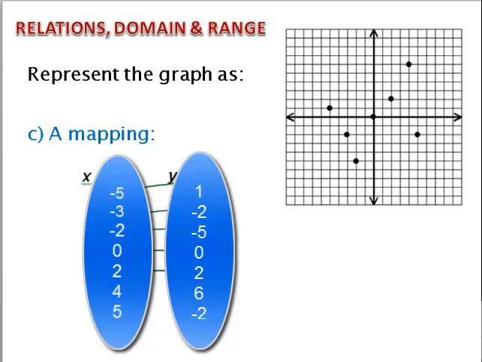together. The 2 and the 2 go together. The 4 and the 6 go together. And the 5 and the negative 2 go together. Okay? Now, if there was one of these points that had the same y, then you'd have 2 arrows going to that y.